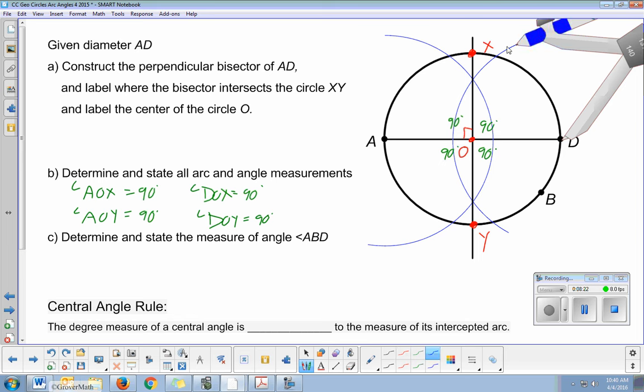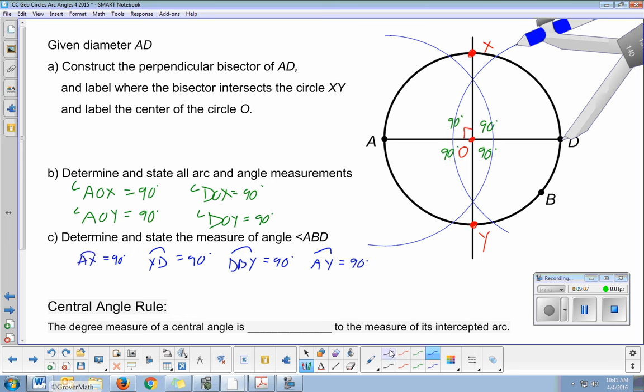So what can you tell me about these four arcs? Well, we mentioned earlier that the whole circle is 360 degrees. But what we just did was cut this into four equal pieces. So that would make each of these 90 degrees, just like these angles are 90 degrees. So arc AX is 90 degrees. Arc XD is 90 degrees. Arc DBY is 90 degrees, and arc AY, or YA, either way, is 90 degrees. And I know that because the 360 circle was divided into four equal pieces. 360 divided by 4 is 90.